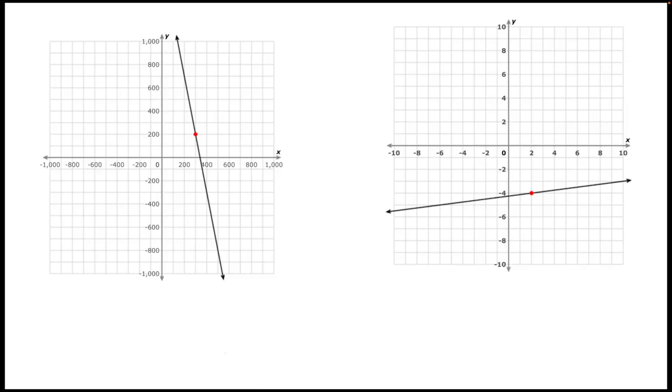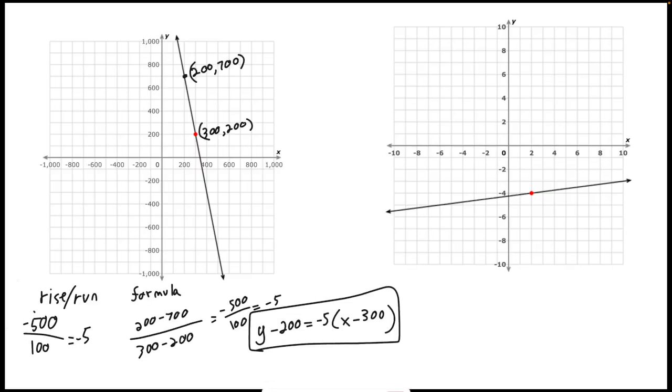Okay, now that you've had time to work these problems, let's check your solutions. Spoilers ahead in 3, 2, 1. All right, for the first problem, you should have gotten y minus 200 equals -5 parentheses x minus 300. I have it boxed there at the bottom. Remember that this is a scaled graph, so every line is worth 100. There's the calculations for the rise over run or using the slope formula. You could have chosen a different point, but we should come up with the same answer.